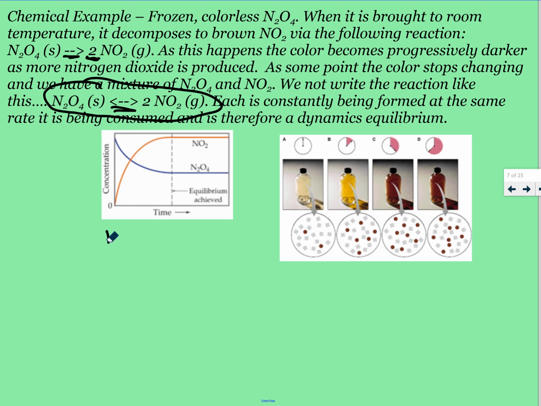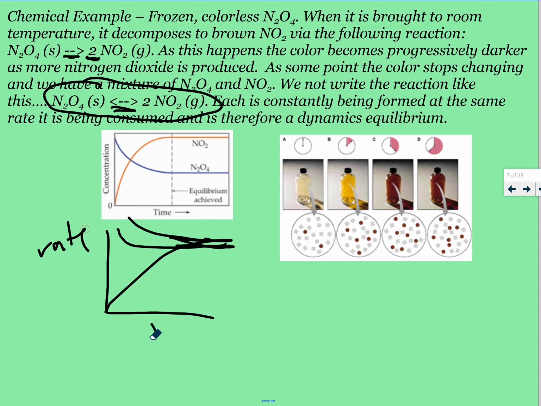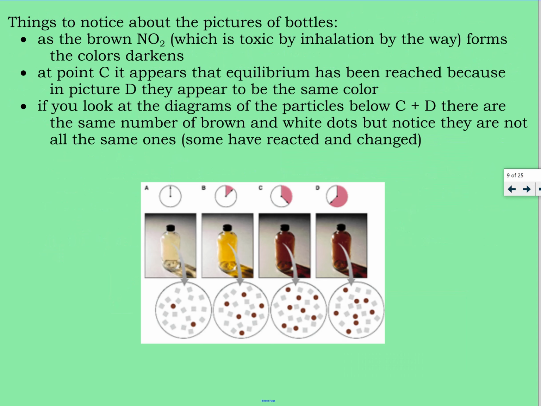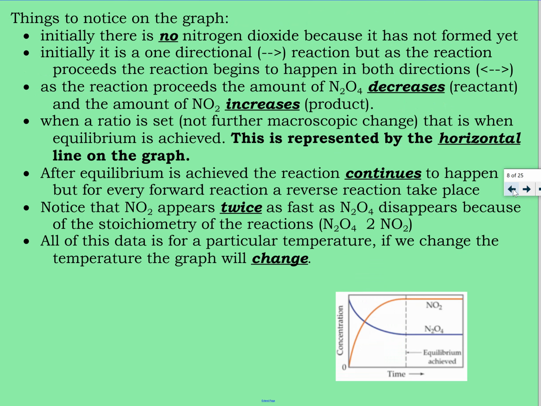And then if we looked at the rates, we would be able to find that, hey, the rate here is going to be equal to the rate of the other one. So it's not the best graph, but they'd be the same rate if we did rate versus time. So as I said, there's no nitrogen dioxide to begin with. At the beginning, it's only going in one direction because there's only one direction it can go.